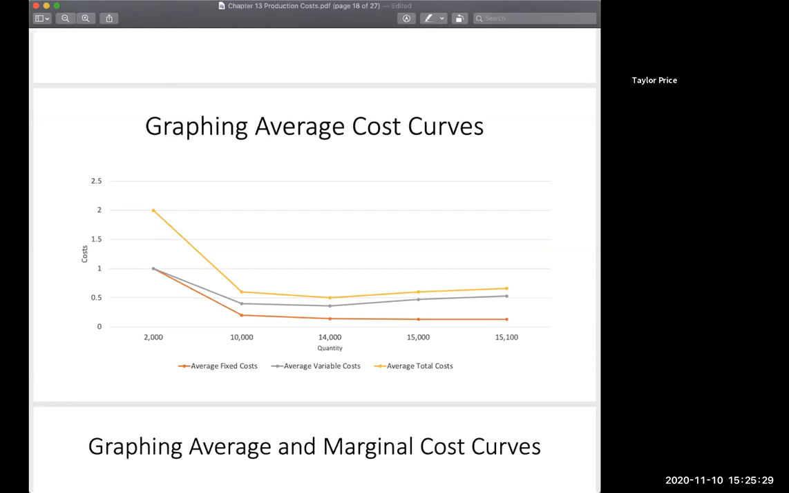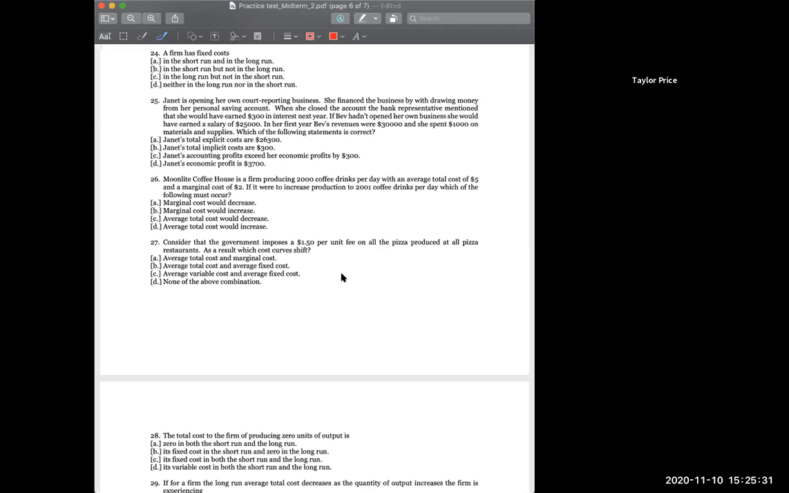Yeah, okay, let me take a look at that one. So let me share that for everyone. Okay. So 26 is asking, Moonlight Coffee House is a firm producing 2,000 coffee drinks per day with an average total cost of $5 and a marginal cost of $2. If it were to increase production to 2001 coffee drinks per day, which of the following must occur? And so the correct answer for 26 is C, average total cost would decrease.